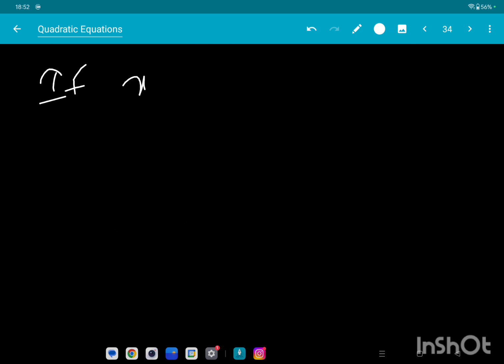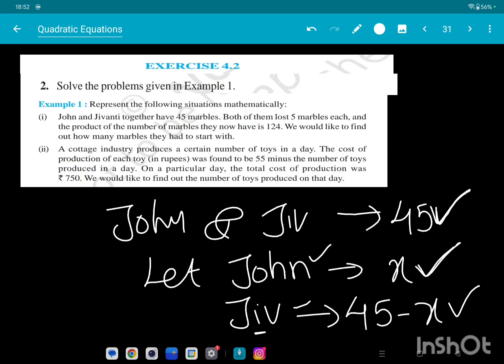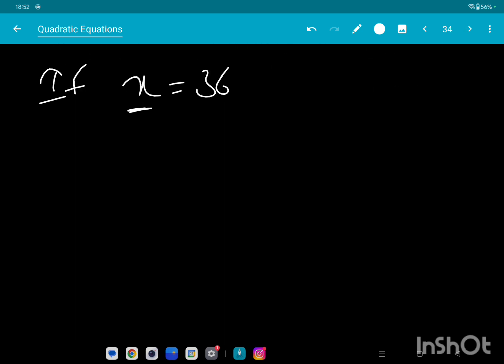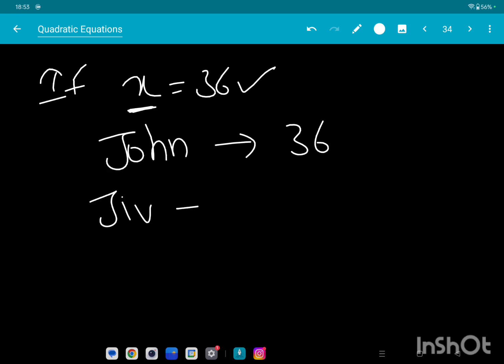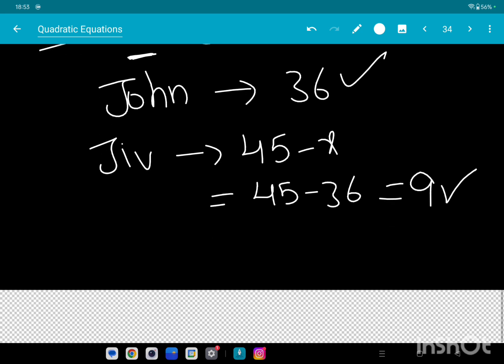If x is equal to 36. What is the x value here? The x value is John's marbles, and Jeevanti has 45 minus x. They are asking us to find out how many marbles they had to start with. So in the beginning, how many marbles do they have? It is x marbles and 45 minus x marbles. Here the x value is 36. So John's marbles are 36 and Jeevanti's marbles are 45 minus x, which is nothing but 45 minus 36 is equal to 9. So Jeevanti has 9 marbles and John has 36 marbles.